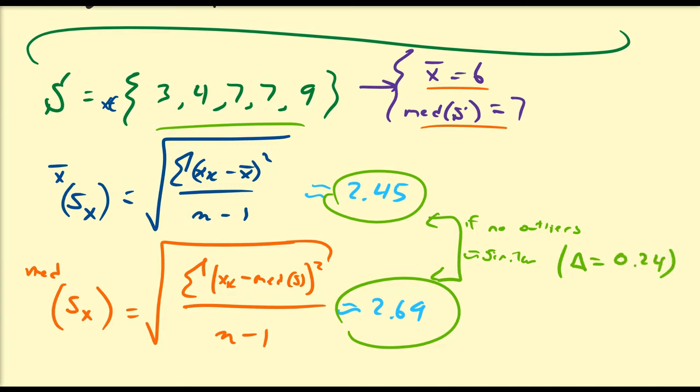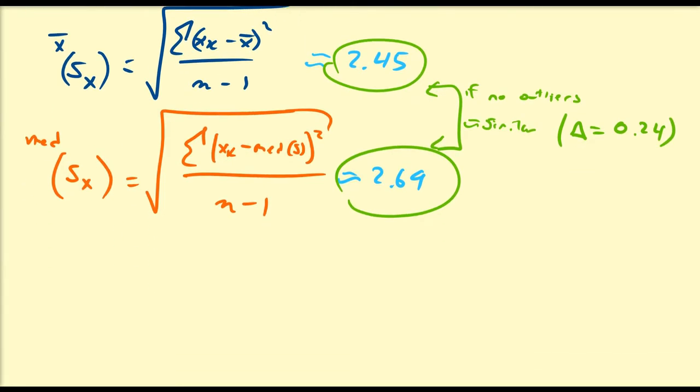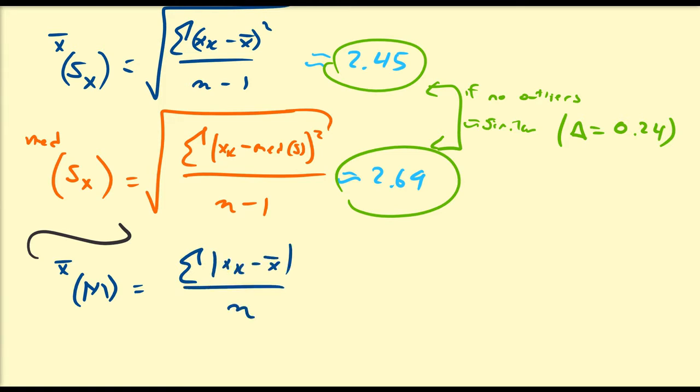0.24. So now let us do the same exact calculations for the mean absolute difference with respect to the mean and also the median. Okay, so let's calculate the mean absolute difference with respect to x bar. So what is that? That's going to be equal to the sum of the absolute value of xk minus x bar, all divided by m. And the mean absolute difference with respect to the median of the data set is going to be calculated by doing the sum of the absolute difference between xk and the median of s, all divided by m.